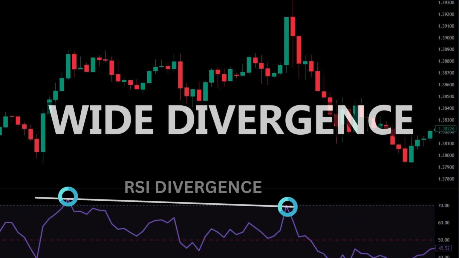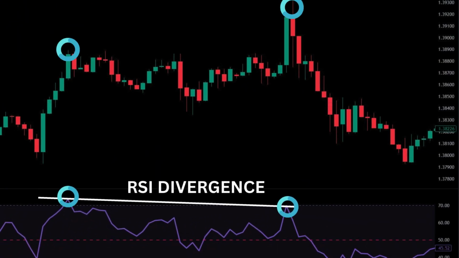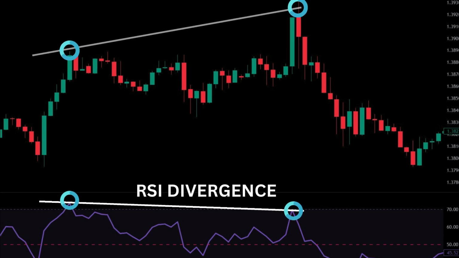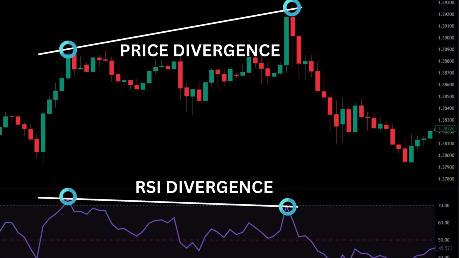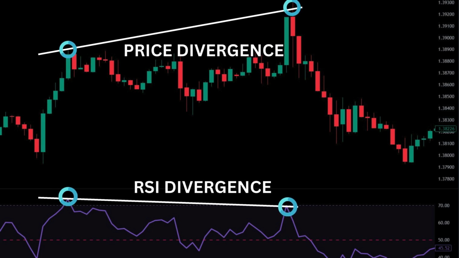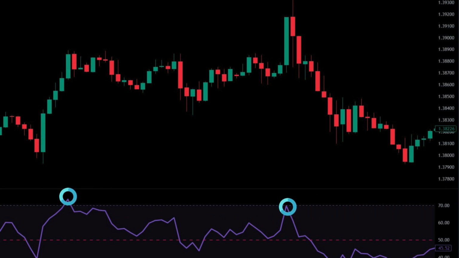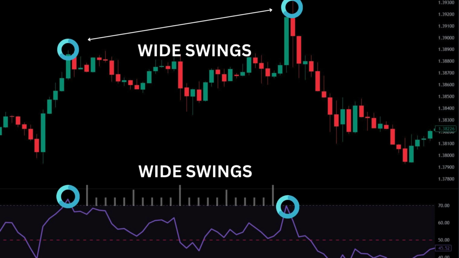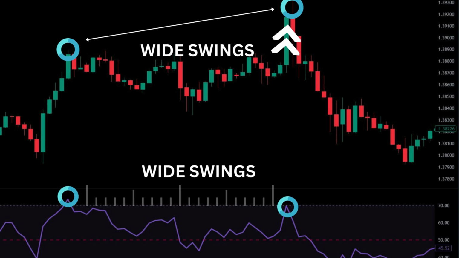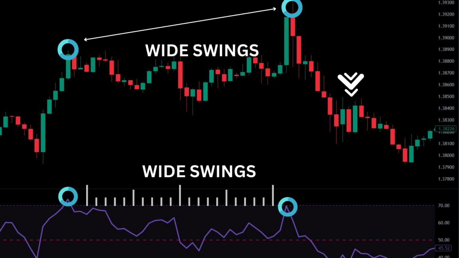Now to the next type. On this chart, the swings on the price as well as on RSI are far away from each other. That is why it is called wide divergence. You can only spot the difference on RSI when you draw a trend line on both swings. In any case, it is not necessary that RSI must remain above 70 to form a wide divergence. You can see around this point, the RSI was below 70, but the price made a higher high and then it pulled back. Close swings.